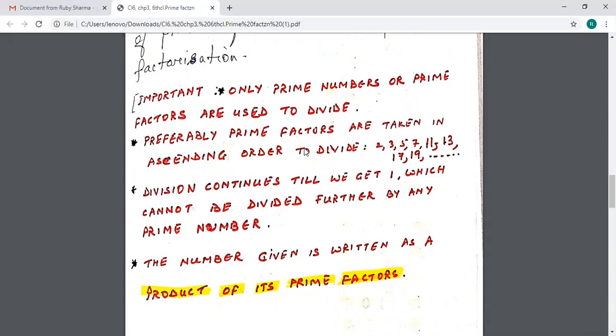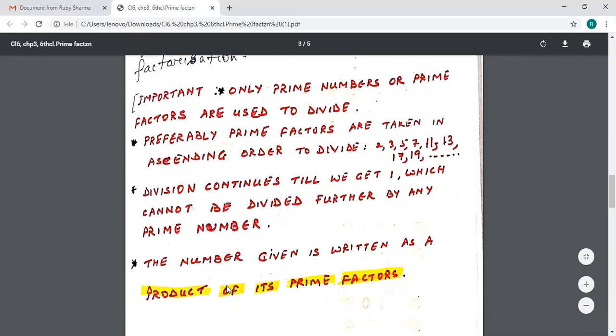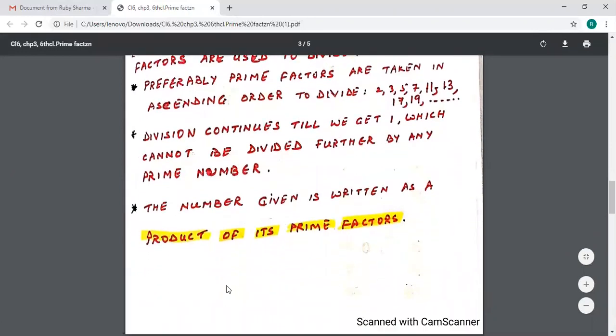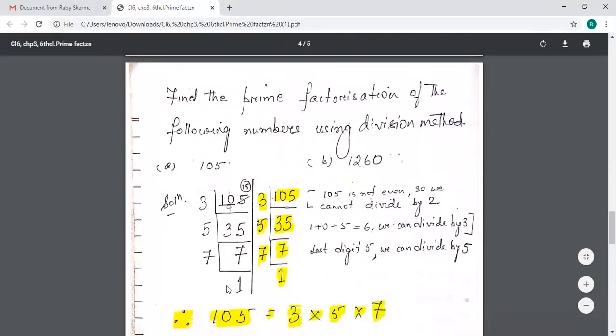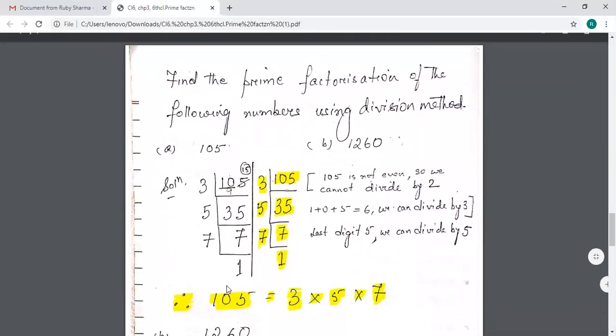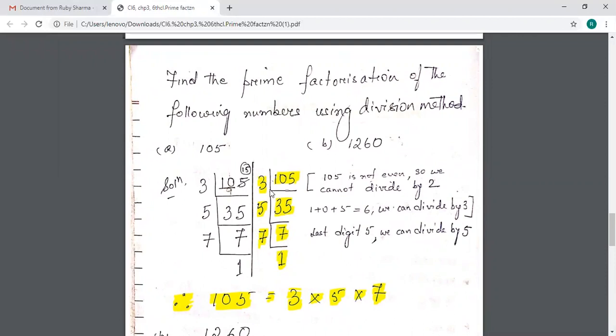There's no hard and fast rule, but usually we do it that way. Now division continues till we get 1. I'll explain to you with an example, and the number given is written as a product of its prime factors. Okay. Now find the prime factorization of the following numbers using the division method. Now this is the division method.